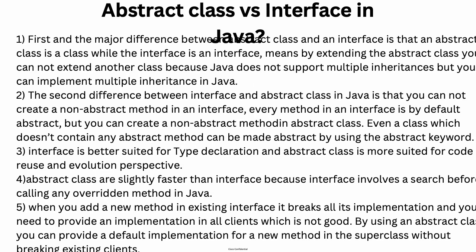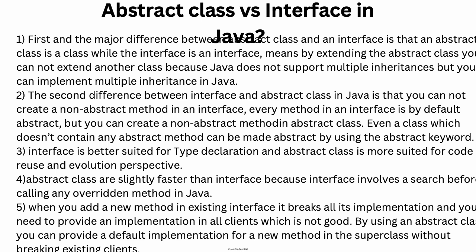This is again a mostly asked interview question for freshers or entry-level programmers: what is the difference between an abstract class and an interface? The main difference is that an abstract class is a class and an interface is an interface. Second, you cannot create a non-abstract method in an interface, and every method in an interface is by default abstract. But you can create a non-abstract method in an abstract class, and even a class which doesn't contain any abstract method can be made abstract by using the abstract keyword.